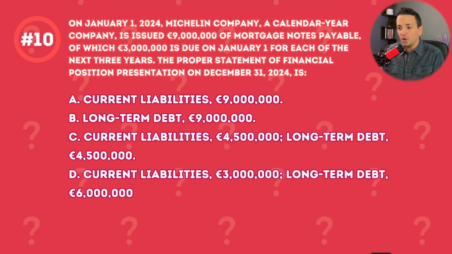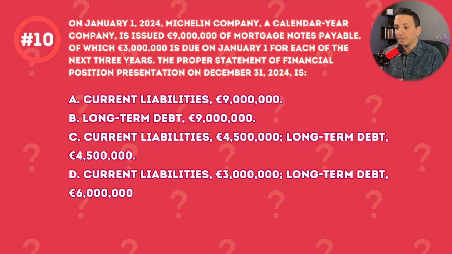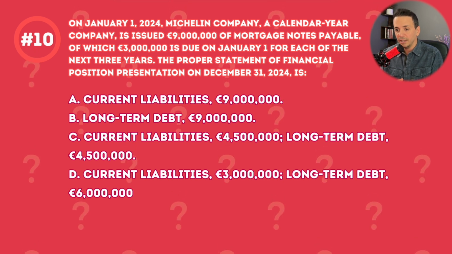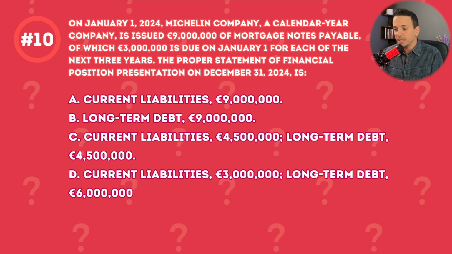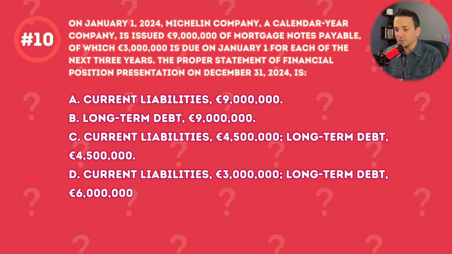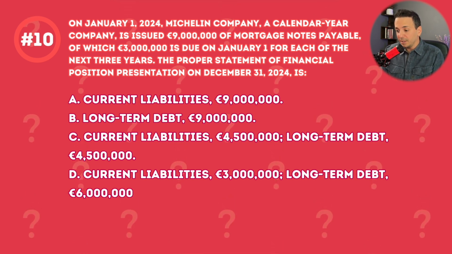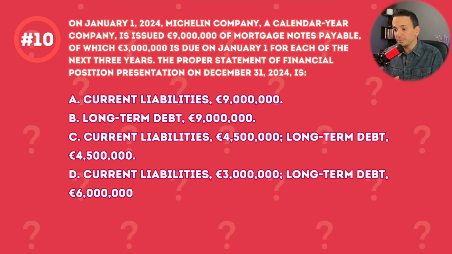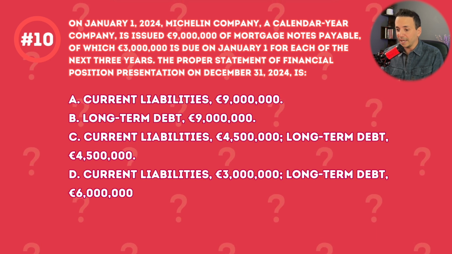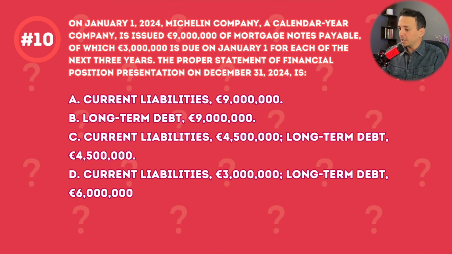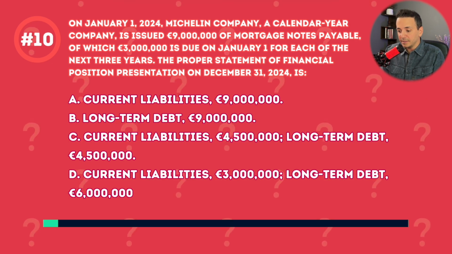All right, question number 10. On January 1st, 2024, Michelin Company, a calendar year company, issued 9 million euros of mortgage notes payable, of which 3 million euros is due on January 1st of each of the following 3 years. The proper statement of financial position representation on December 31st, 2024 is A, current liabilities 9 million euros, B, long-term debt 9 million euros, C, current liabilities of 4.5 million, long-term debt 4.5 million, or D, current liabilities 3 million, long-term debt 6 million. All right, let's begin a 10-second timer.